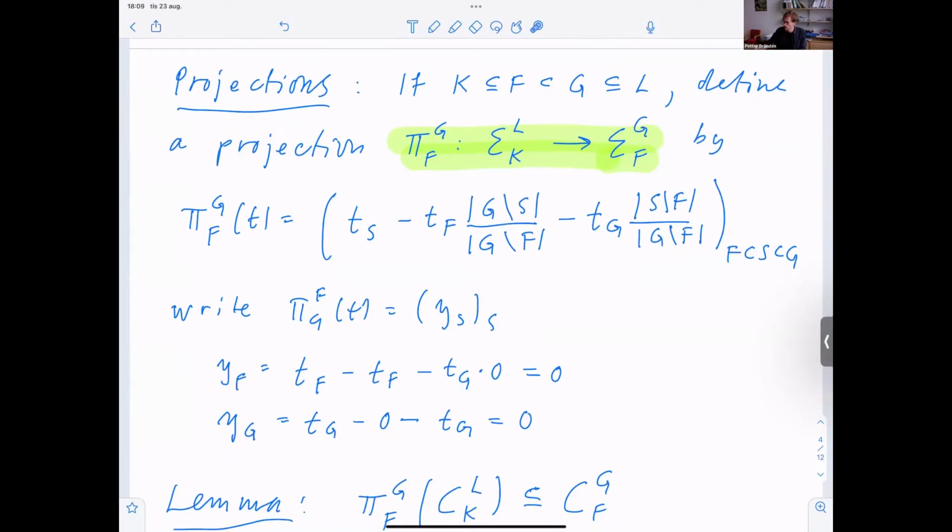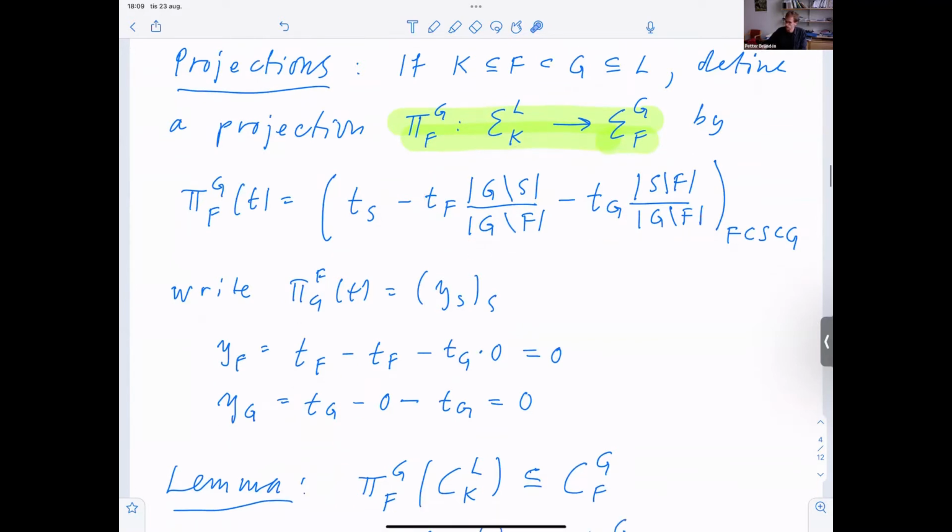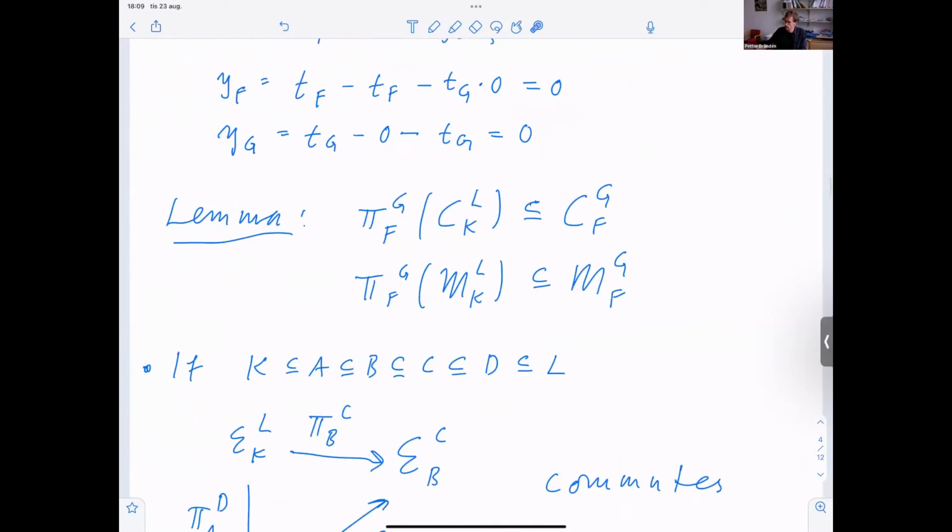But you see, if we would consider the whole interval, then these functions here would be typical modular elements. So what this projection does, it of course restricts to this interval, but then it modifies by some modular elements so that these coordinates yf and yg are 0. And since these are modular elements, it's not hard to see that these projections map the submodular cones to the submodular cones of the smaller interval. And because it does that, it also maps the linearity spaces, so it maps the modular elements to the modular elements again.